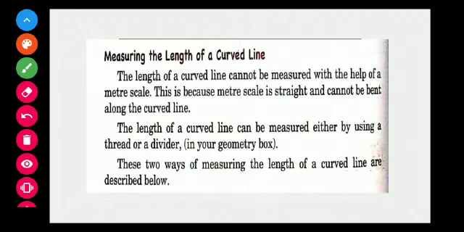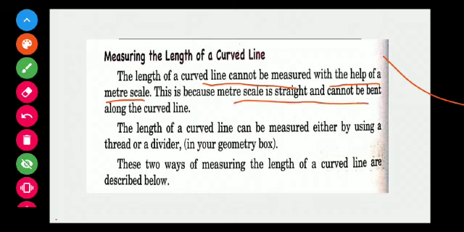Now, why do we measure the length of a curved line with the help of thread or a divider? Because it is very tough to measure the length of a curved line with a meter scale. It cannot be measured with a meter scale because the meter scale is straight and cannot be bent along the curved line. That's why we measure the length of a curved line or curved surface with the help of thread or a divider.